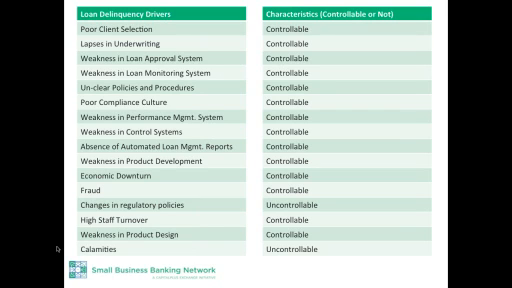So there you go. Of the 16, only 2 are uncontrollable: the changes in regulatory policies and calamities. So now I hope that at this point, we are all convinced that controlling loan delinquency is actually in our hands.